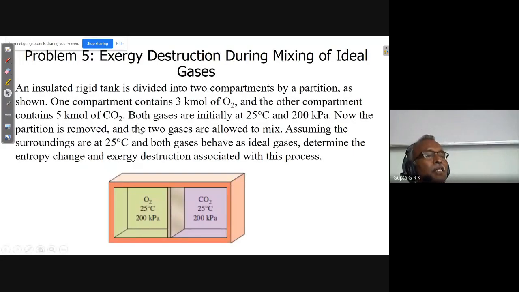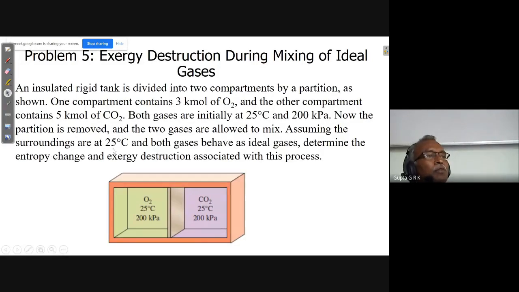And we'll see one more problem and we'll complete this class. Exergy destruction during mixing of ideal gases. Previously it was during expansion, and now it is just mixing. An insulated rigid tank is divided into two compartments by a partition as shown. One compartment contains 3 kilomoles of oxygen and another 5 kilomoles of carbon dioxide, and both are at the same pressure and temperature. Now the partition is removed and the two gases are allowed to mix.